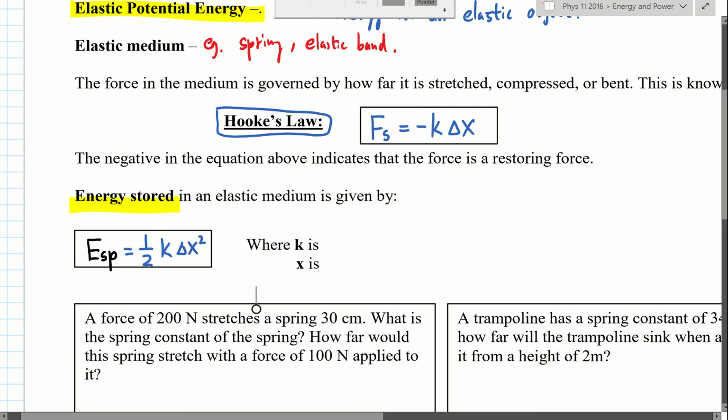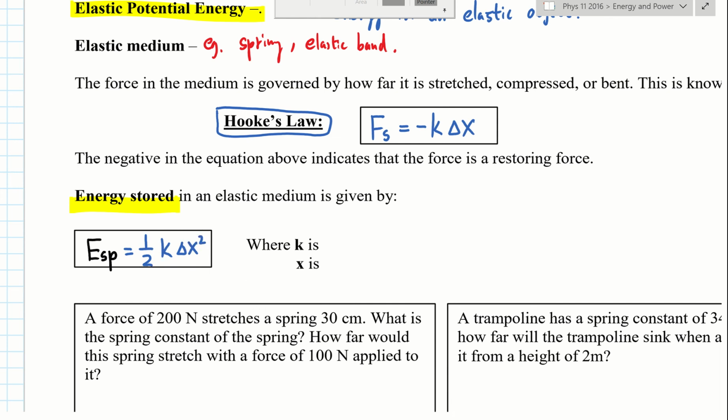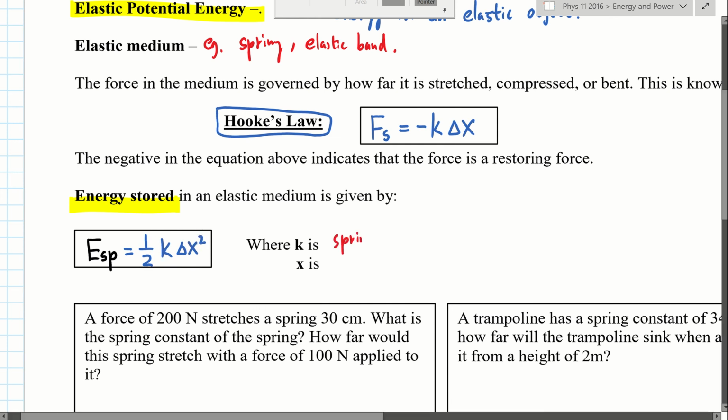So now, in this case, we can define those terms. K is the spring constant. If you remember from the fourth chapter, the spring constant is a specific number that you're either given in the question or you're looking for. The spring constant is measured in Newton per meter, which is how many Newtons of force you are going to get from the spring if you stretch it by 1 meter.